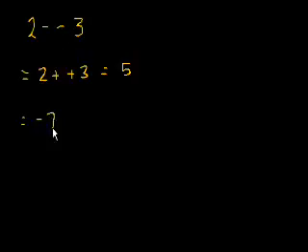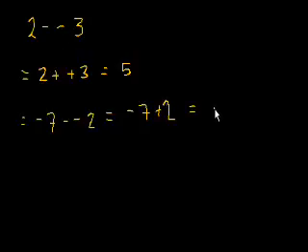Let's do another one. What is negative 7 minus 2? Well, that's the same thing as negative 7 plus negative 2. And remember, we're going to start at negative 7, and we're going to move 2 to the left. So if we move 1 to the left, we go to negative 8, and then we move 2 to the left, we get negative 9. That makes sense because if it's 7 degrees below zero and it gets 2 degrees colder, it's minus 9.